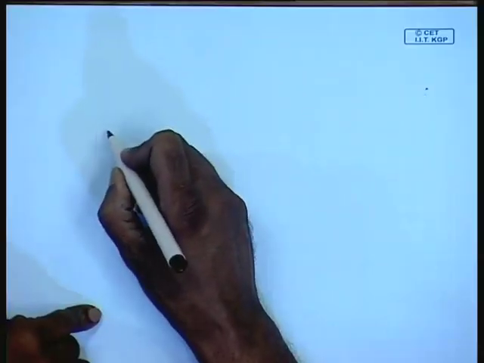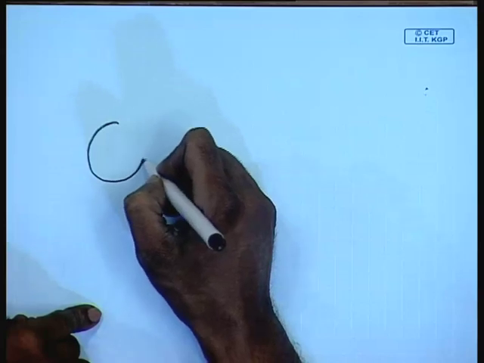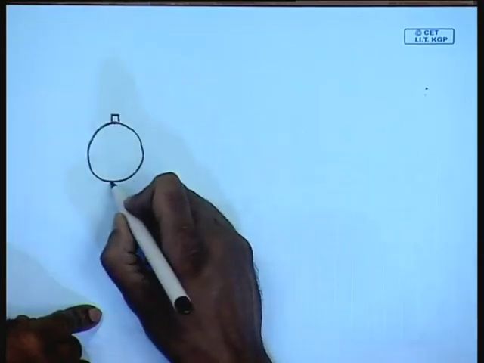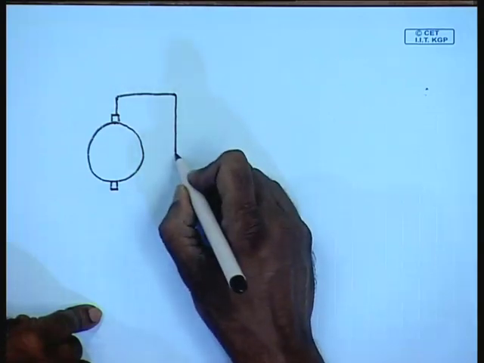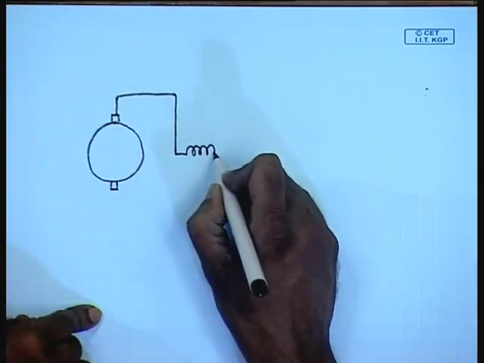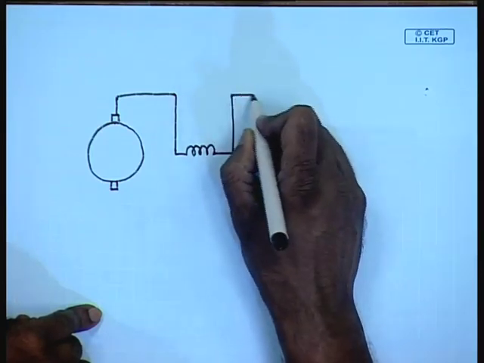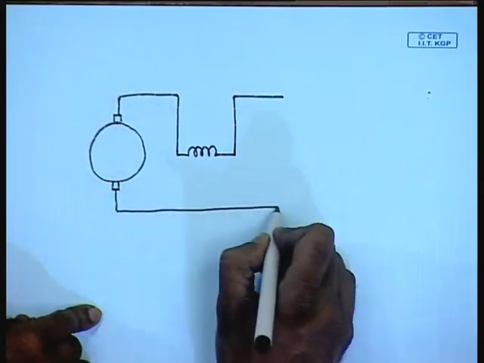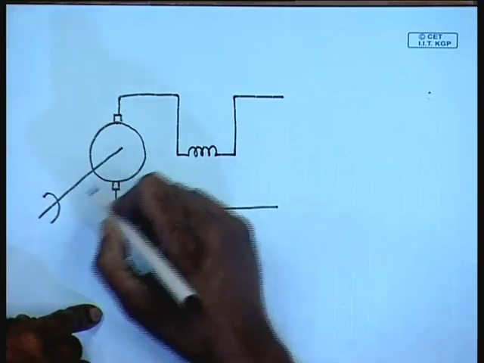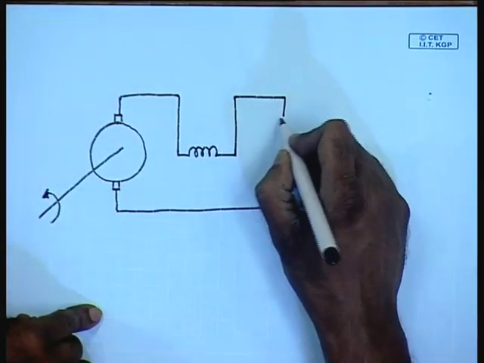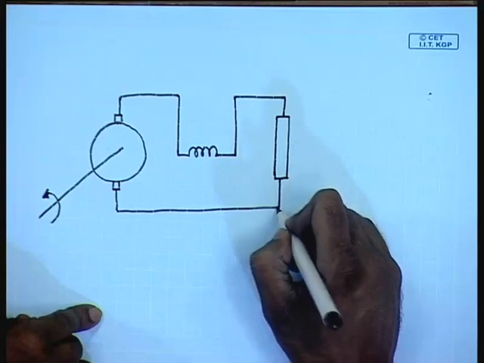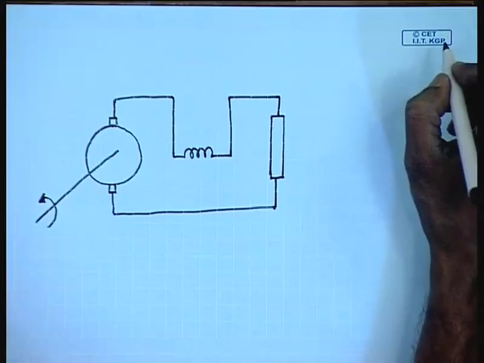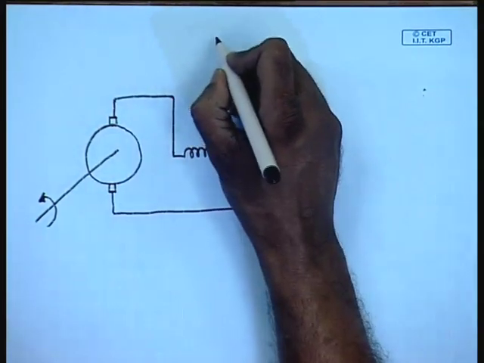There are other possibilities of connecting the field winding. For example, instead of connecting the field across the armature terminal, it is possible to connect the field winding in series with the armature terminal, in which case this is called a series generator.